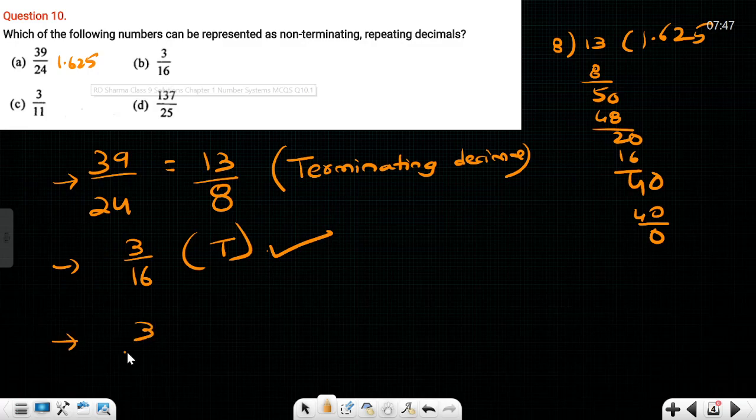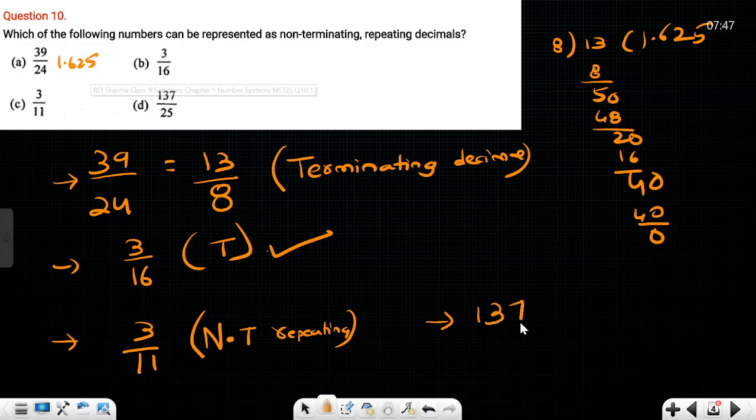Now, if you talk about 3 by 11, in the denominator there is no 2, there is no 5. Now 11 is there. Other than 2 and 5, if anything else extra is there, it is going to become a repeating decimal. 3 by 11 is going to be non-terminating. Meaning, it is going to be repeating. Clear?